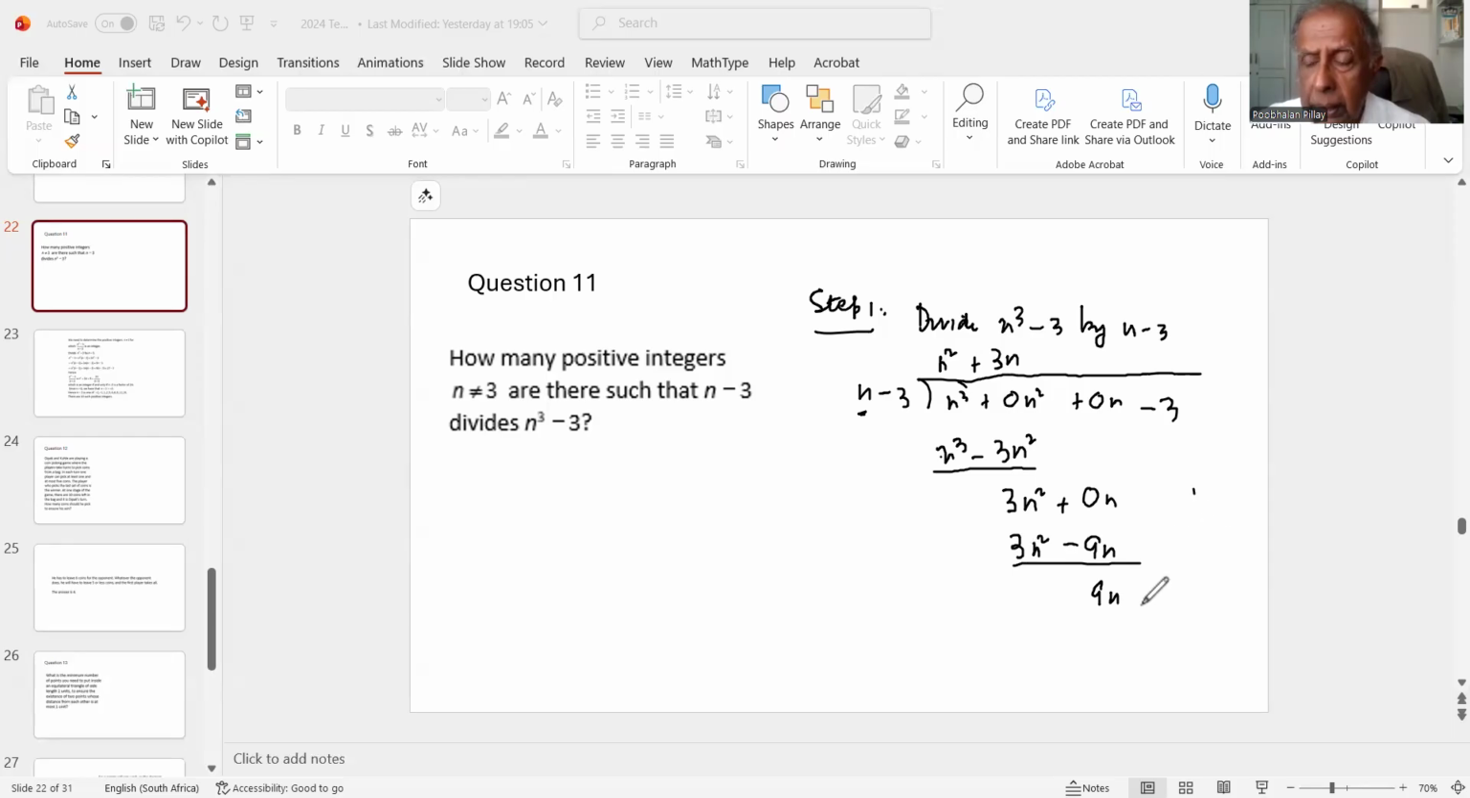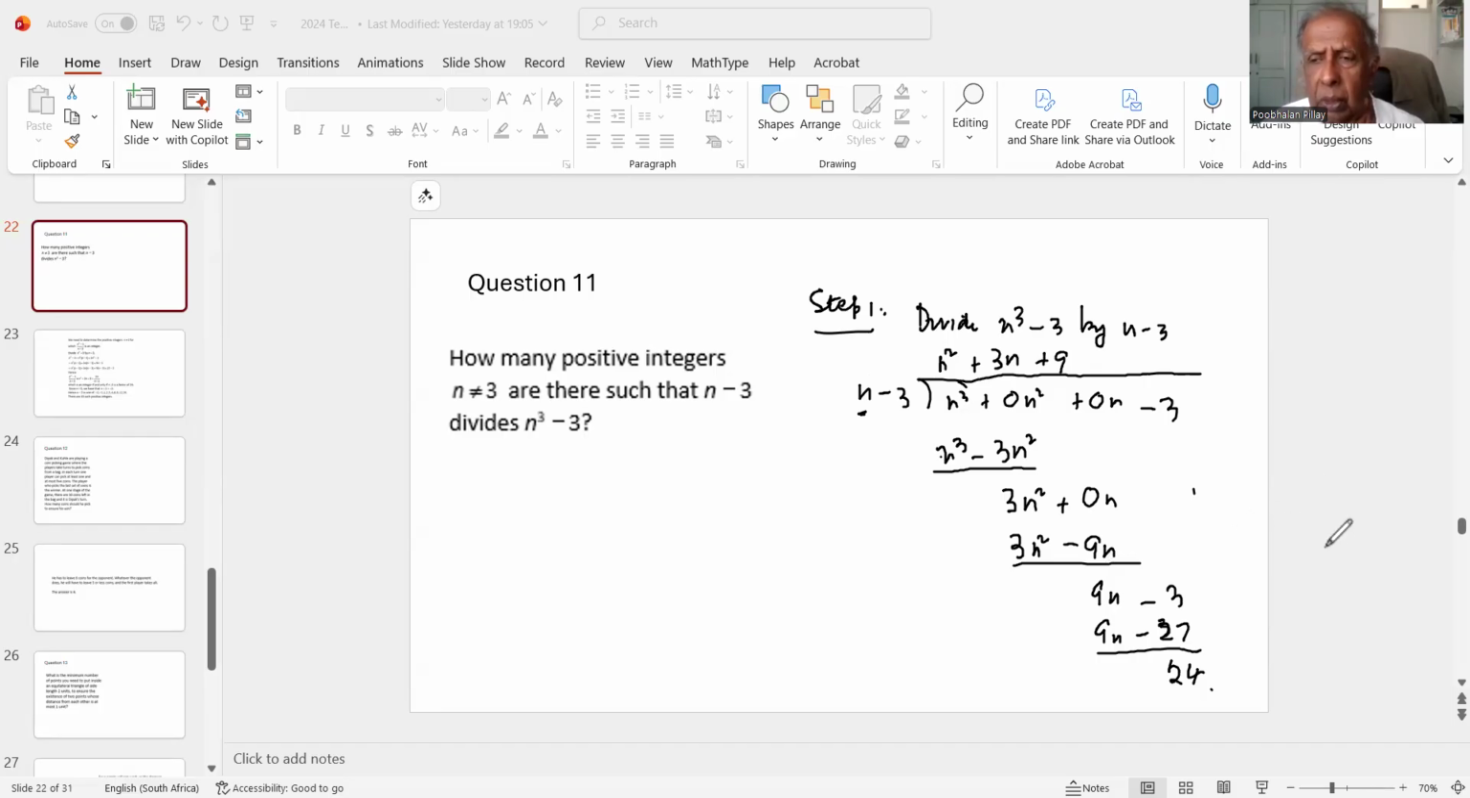You bring this next one down, and once again, n goes into this 9 times, plus 9 times. Now you multiply 9 times this: 9n minus 27. 9n minus 9 times 3 is 27. Subtract, right, that goes off. And minus 3 plus 27 is 24. So that's the end of the line. You can't divide 24 by n anymore.